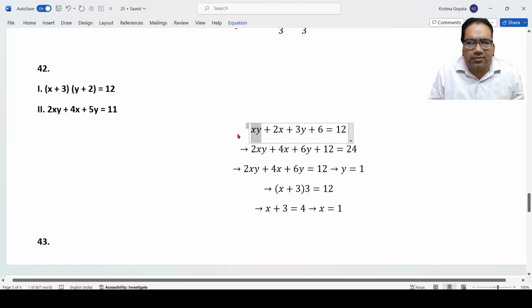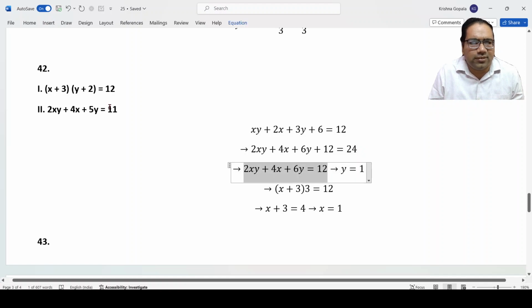Okay, if we multiply this equation 2 times: 2xy plus 2 into 2, 4x, plus 2 into 3, 6y, plus 2 into 6, 12, equal to 24, right? Now let's subtract this one. Let's even simplify this. 2xy plus 4x plus 6y equal to 24 minus 12, which is 12.